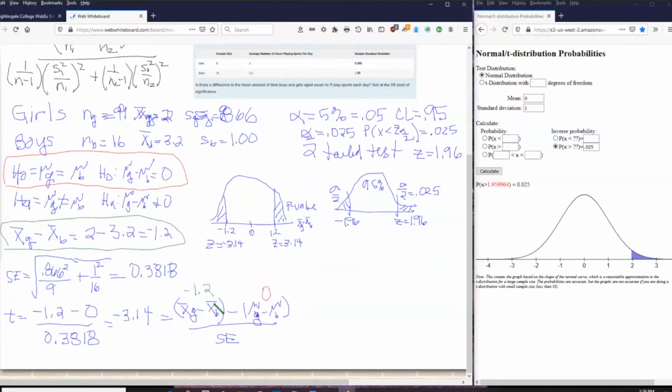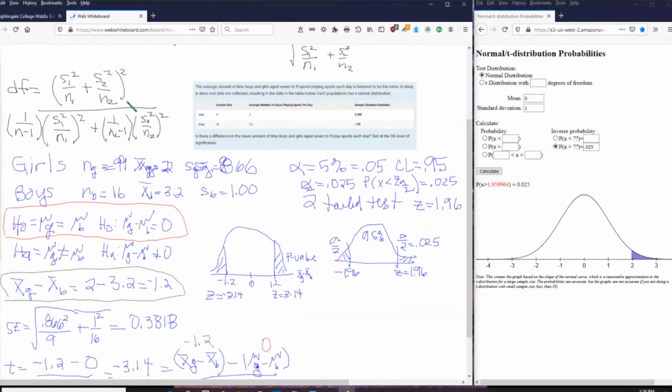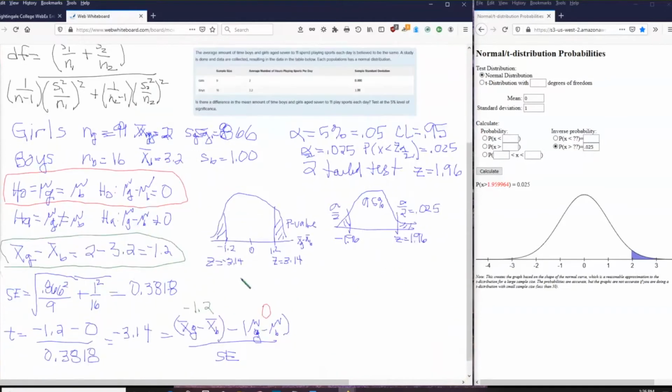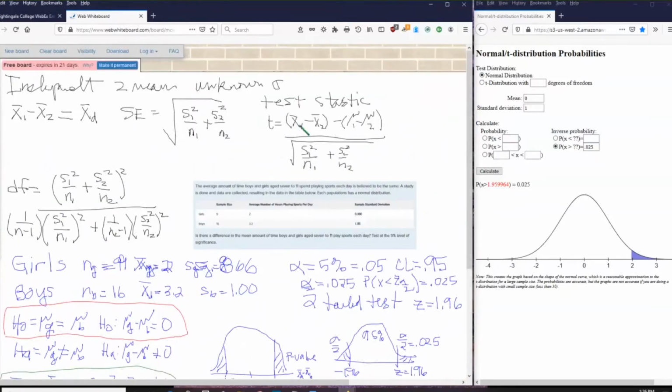Okay? Any questions so far about the formulas? Just for space, I'm not rewriting the formulas. But this is what we use for our test statistic. This is what we use for our standard deviation. And this is what we use to get our mean.